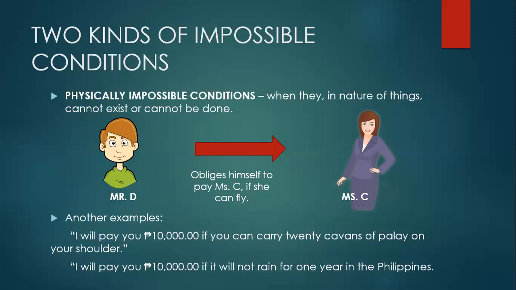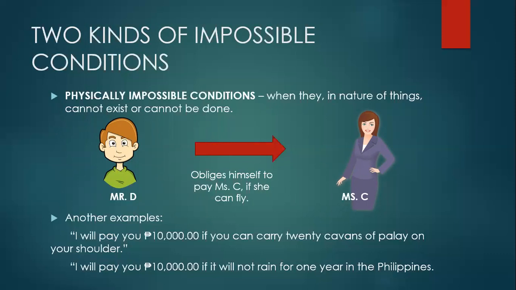Another example. I will pay you 10,000 pesos if you can carry 20 cavans of palay on your shoulder. If you cannot carry 20 cavans of palay on your shoulder, then there is physical impossibility for you to comply with the condition. Second example, I will pay you 10,000 pesos if it will not rain for 1 year in the Philippines.